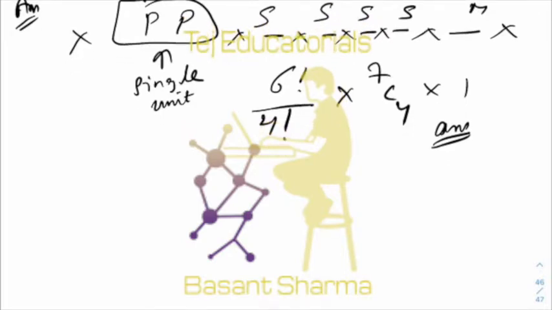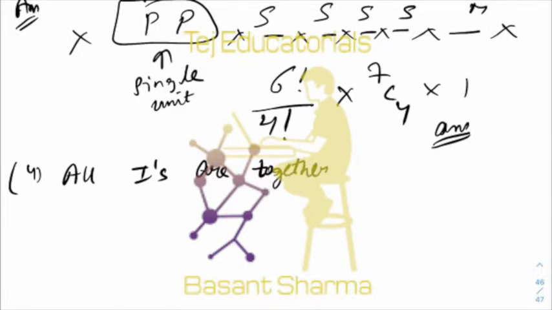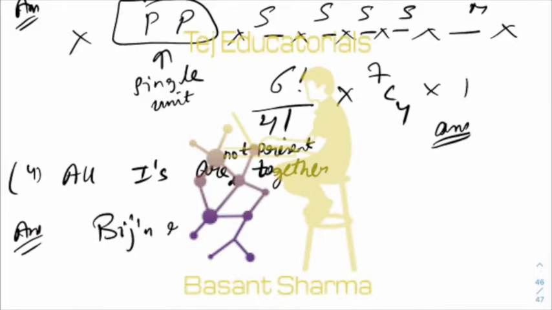okay, then the next part is all I's are not present together. This is simple. We will use the bijection rule, because it is pretty straightforward to use the bijection rule. If you recall from a previous lecture, we discussed a case when we had two scenarios. Okay, so recall, please go through that part again.